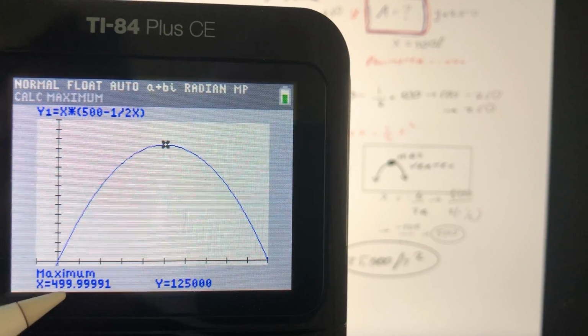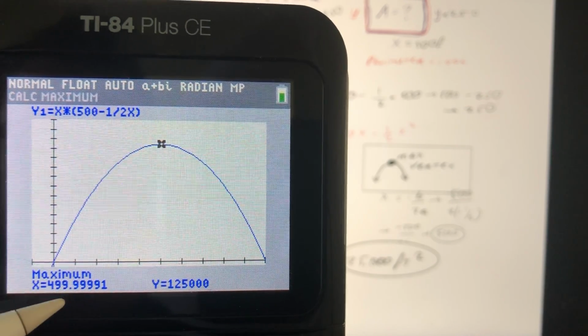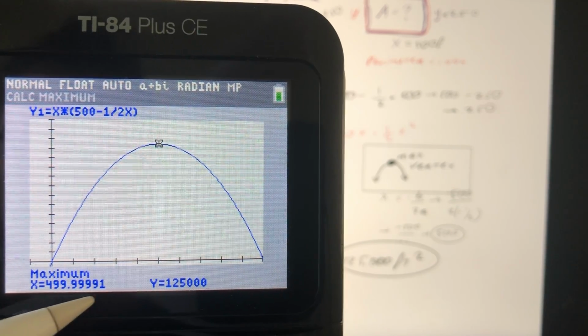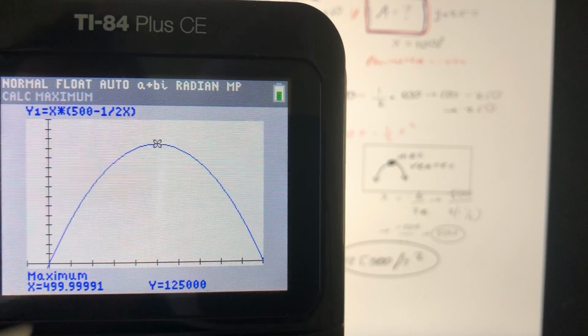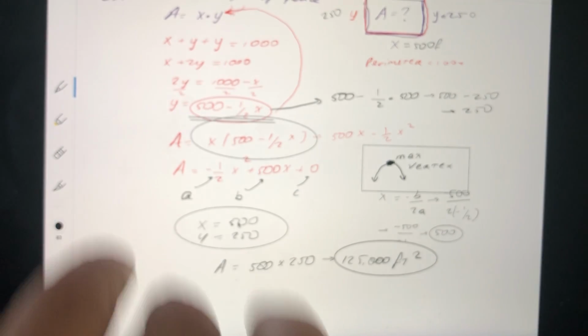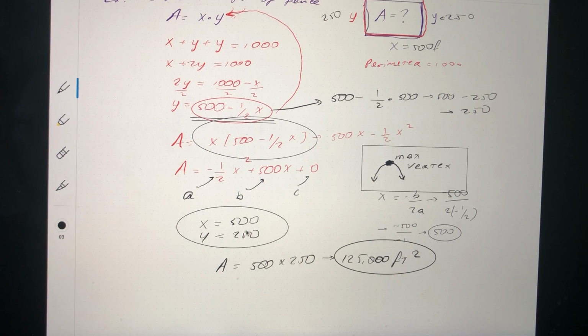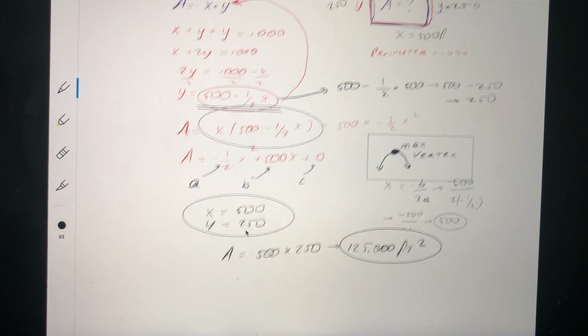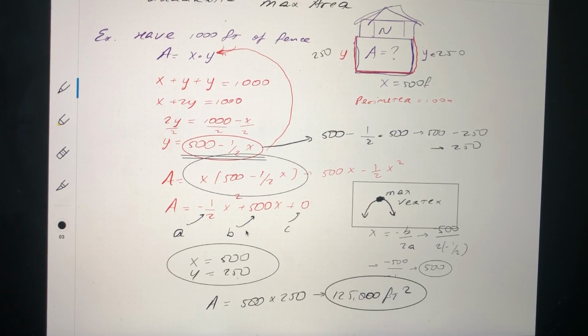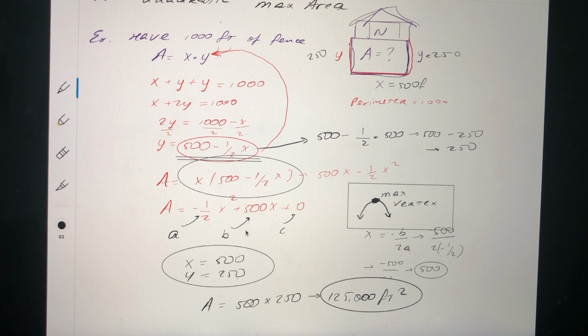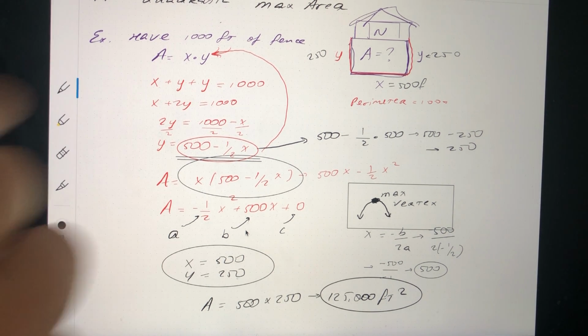Once again, this is rounding error. That is not correct. This should be not 499.999. It should be 500 even. And that's the advantage of being able to do this by hand and knowing what that answer should be in reality, and then verifying it with a calculator. So that's it for this example, just one of the classical problems for the quadratics in an algebra course.